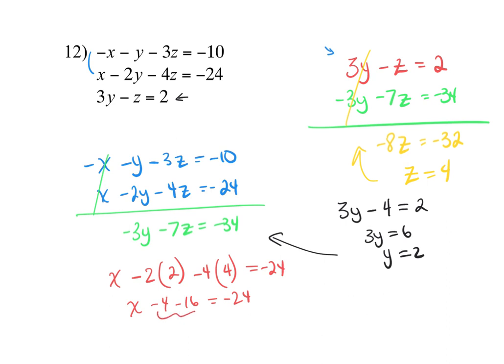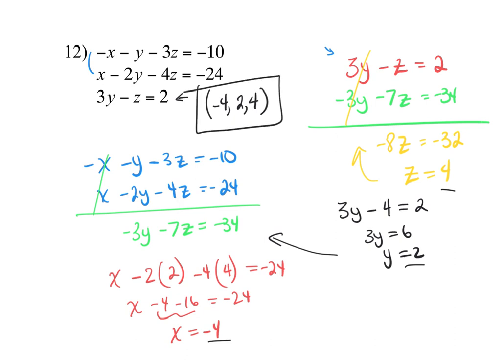Combine these, that's 20, negative 20 added over, x equals negative 4. So now I have my x, my y, and my z. So my answer is that set. Negative 4 is my x, 2 is my y, 4 is my z. And that is my solution to that one.